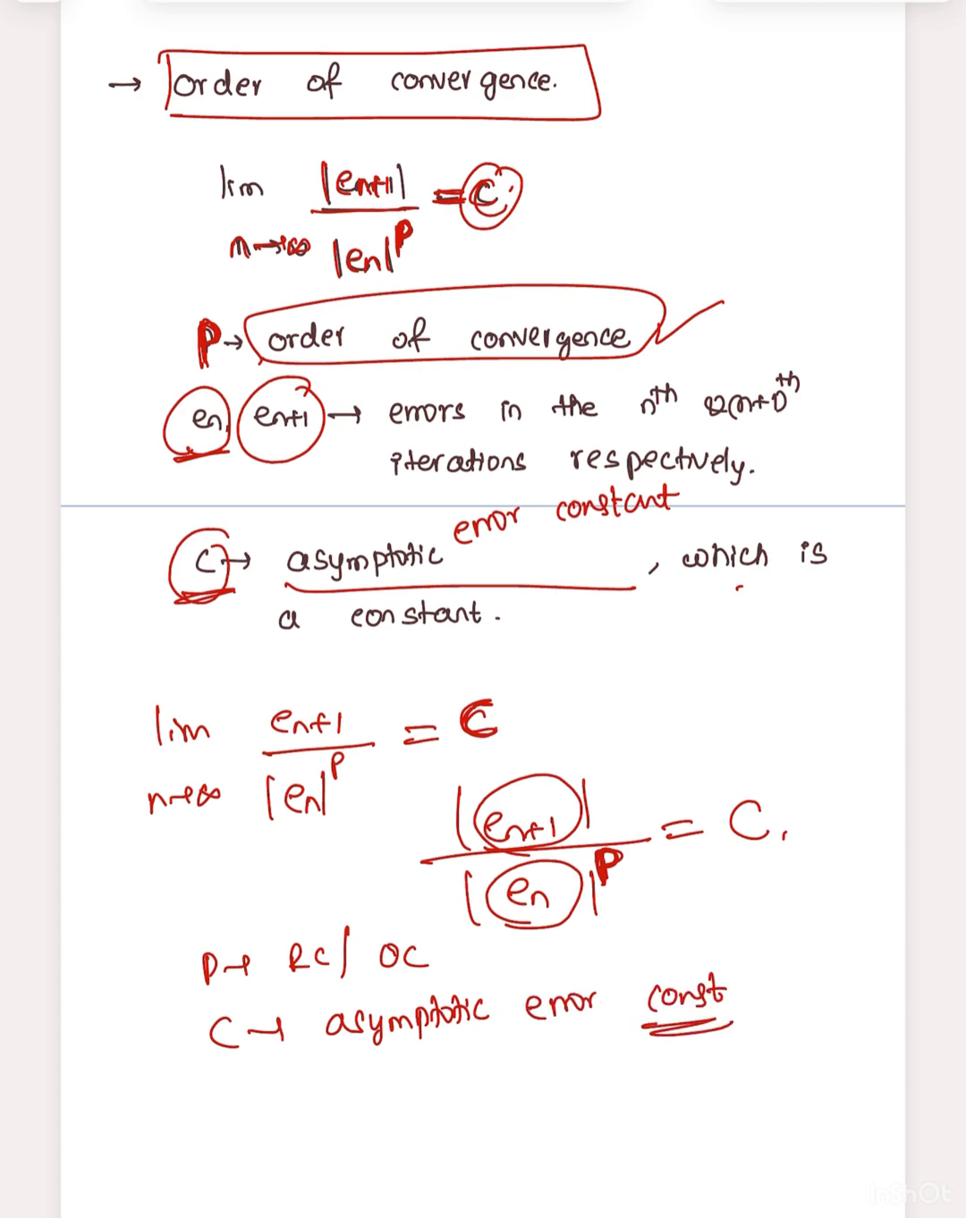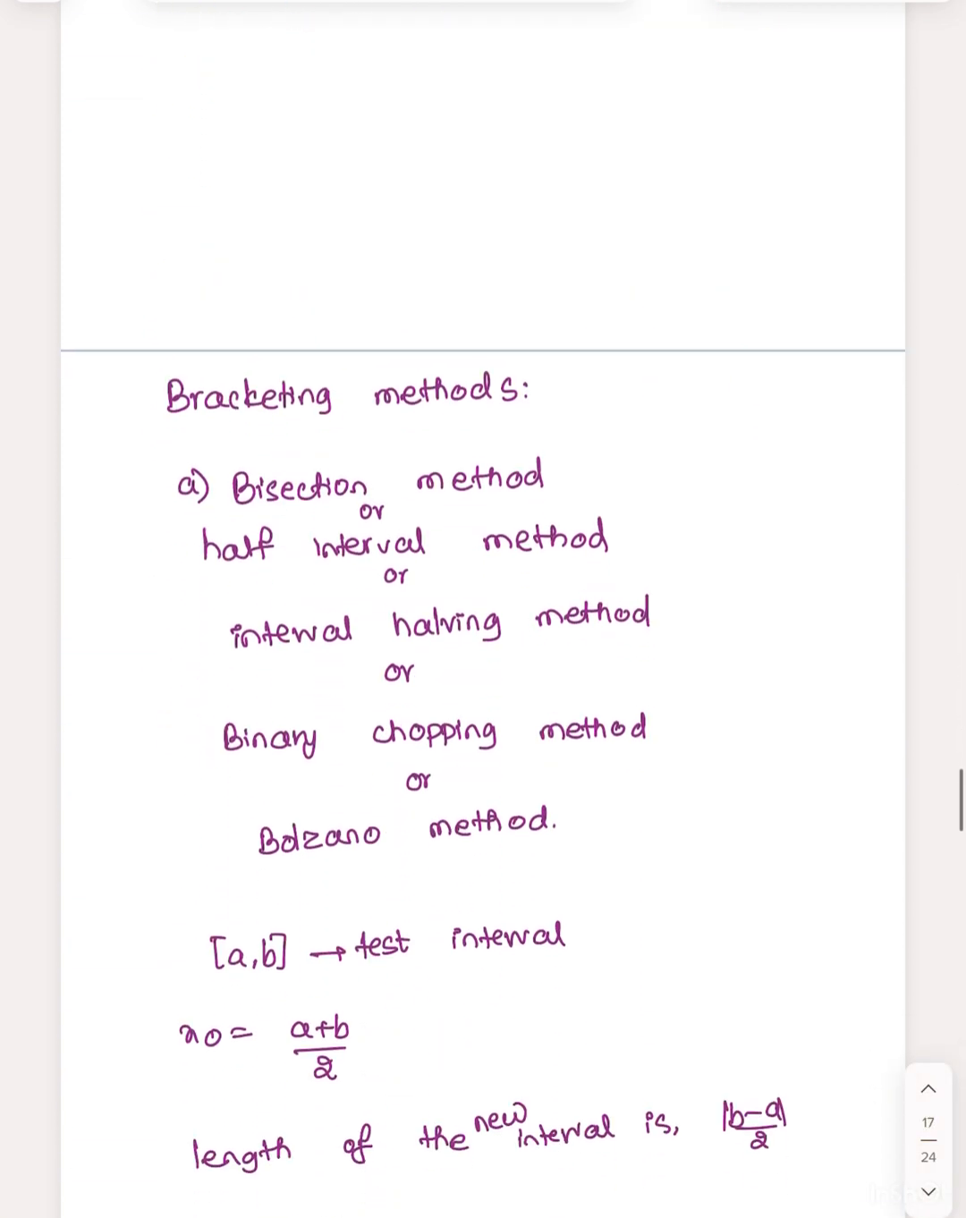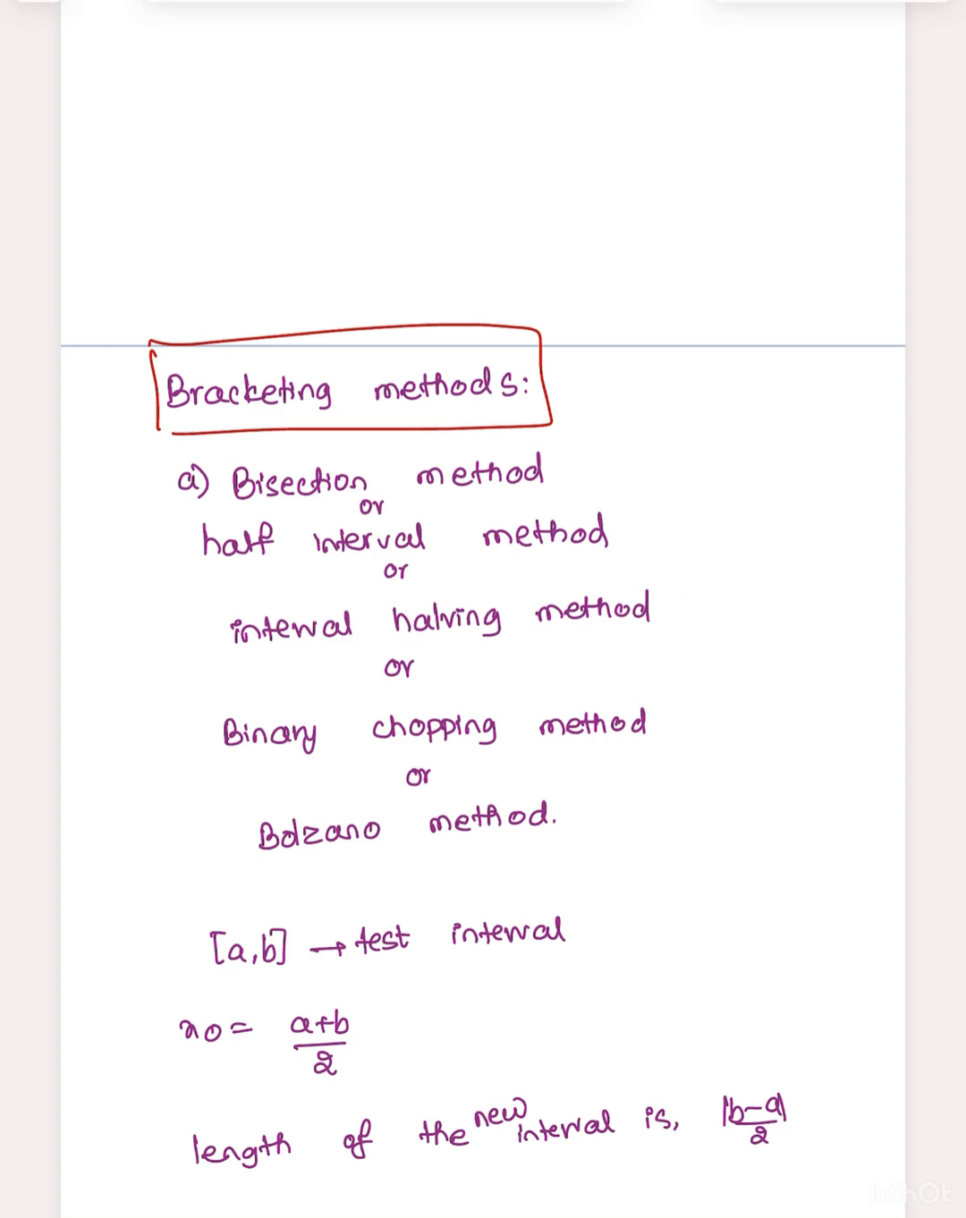Now we will see some of the bracketing methods. That means we will be having one test interval which is obtained from the intermediate mean value theorem. This interval is obtained from the intermediate mean value theorem, and the root is in between the points A and B. So now the first method is the bisection method.